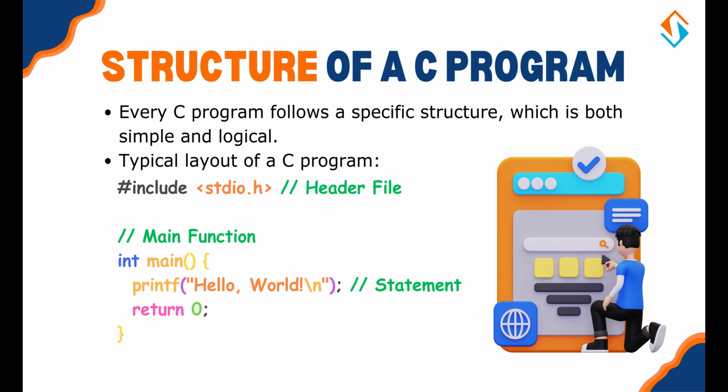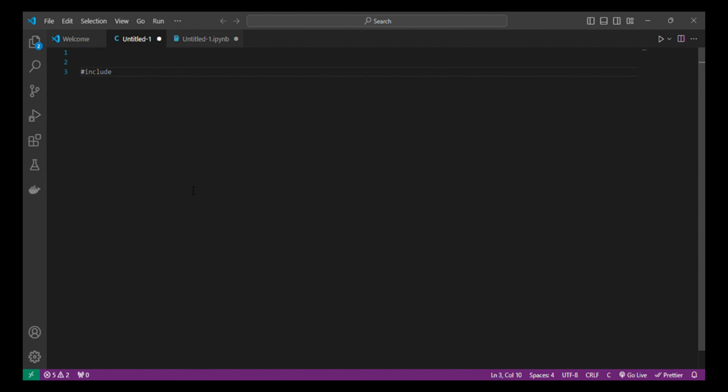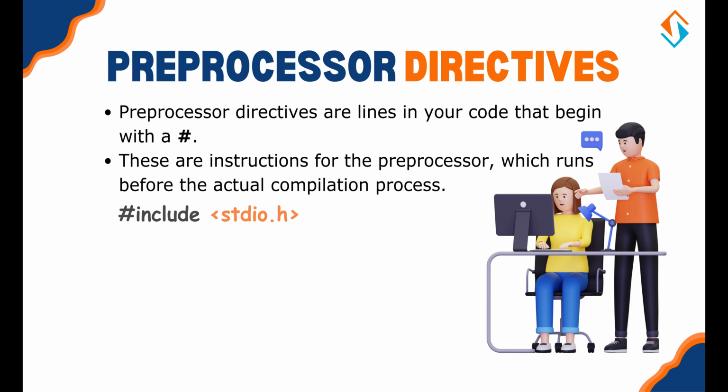Every C program follows a specific structure, which is both simple and logical. Here's a typical layout of a C program. Let's break this code down step by step.